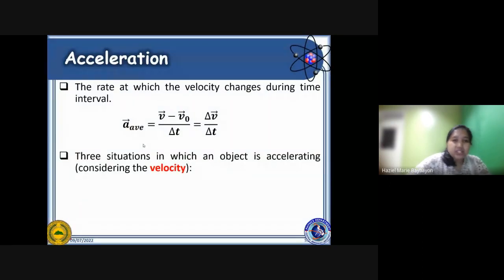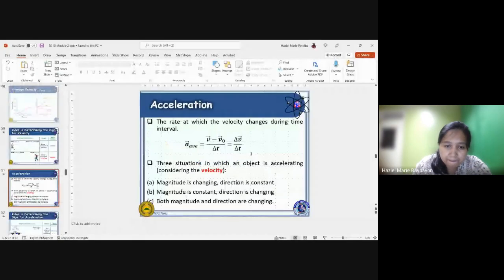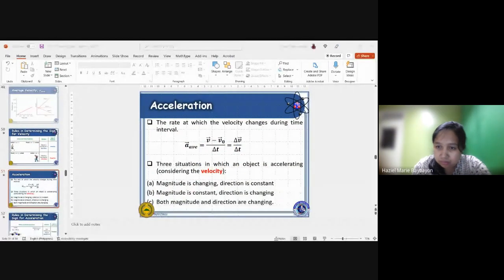Okay, so there are three situations in which an object is accelerating. So, when does an object accelerate, class? When does an object accelerate? You can type in your answers here in the messages, in the call messages.